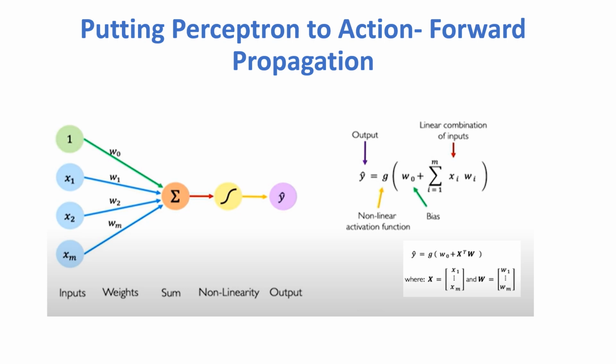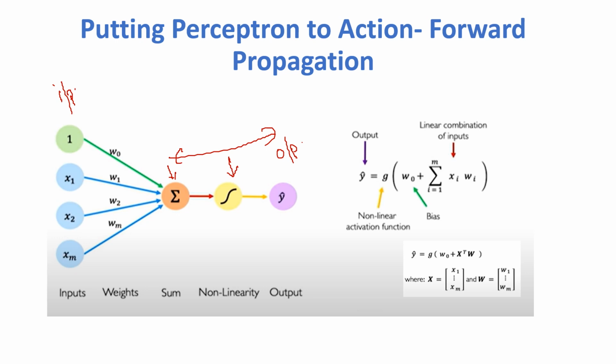In this picture, you see a simple, single perceptron model. We'll understand it in parts, starting from here. This is called the input layer, and this is the output layer. In between the input and output, you see a summation function and an activation function. We'll see them one by one.